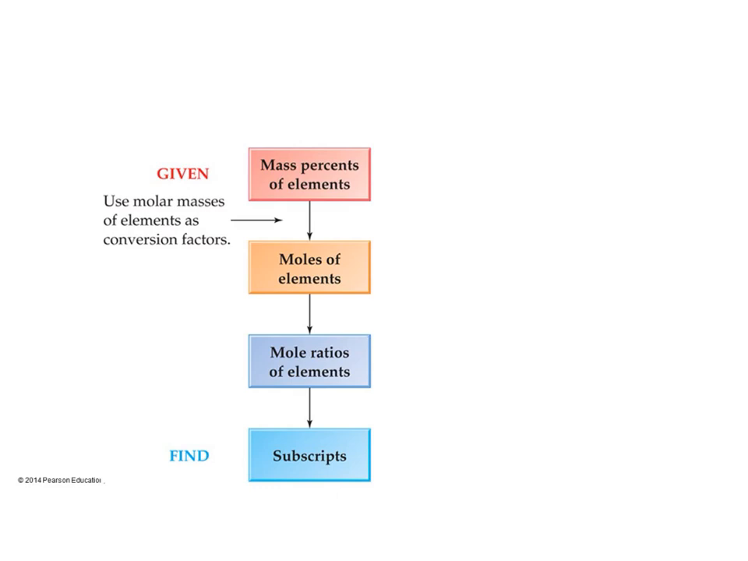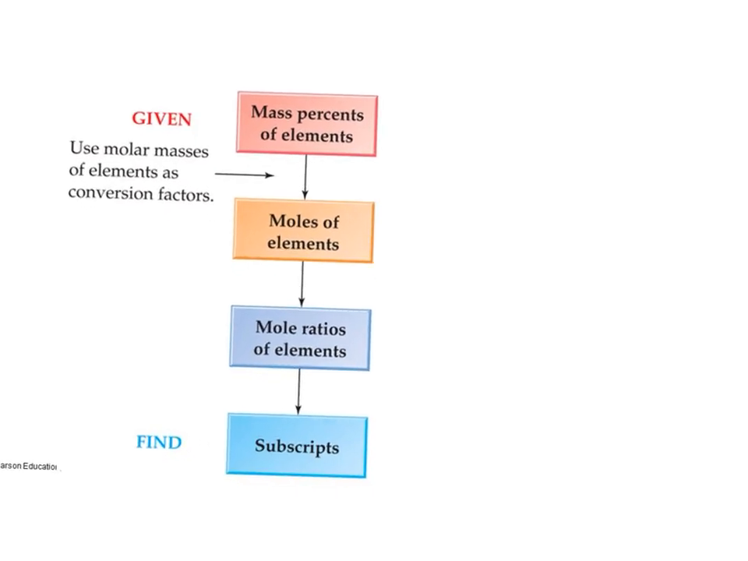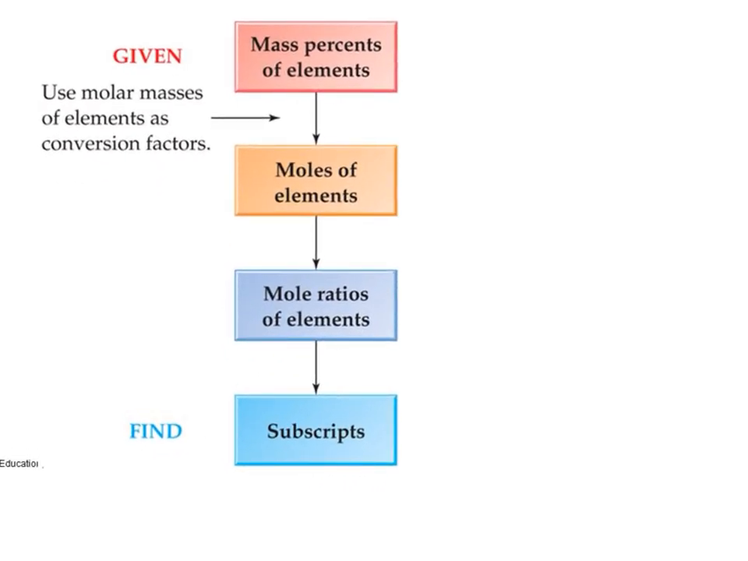Much easier steps than were used to found the Roman Empire, which I'm sure everybody has written down. Your steps are, when you're given the percent mass of an element, use molar masses to convert to moles of the element after you assume 100 grams. Go from moles of elements to mole ratios by dividing by the lowest number of moles.